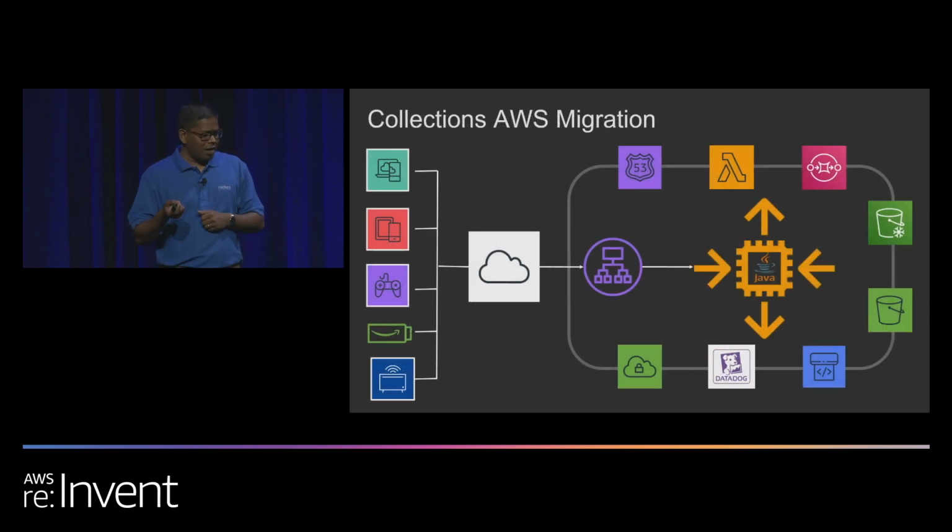So this is how our architecture now looks after migrating to AWS. On the left side, you see all these devices that are sending data: mobile devices, desktops, tablets, even gaming consoles, Amazon Fire Stick, and OTT devices. We call them over-the-top devices like Roku and Fire Stick, and smart TVs.